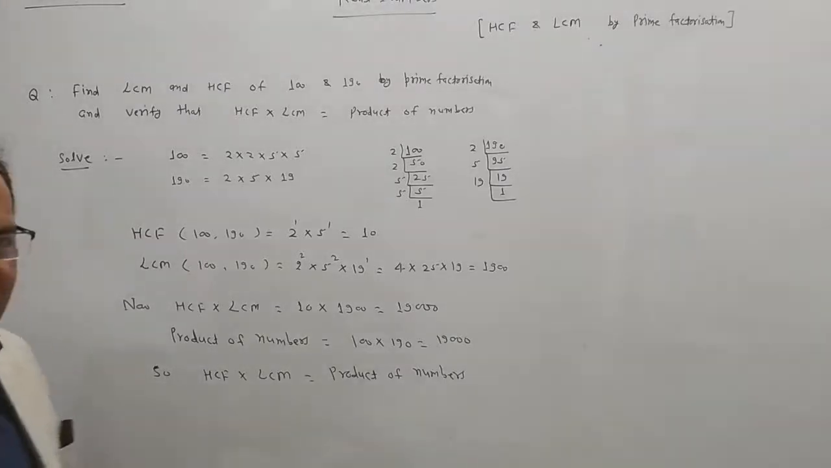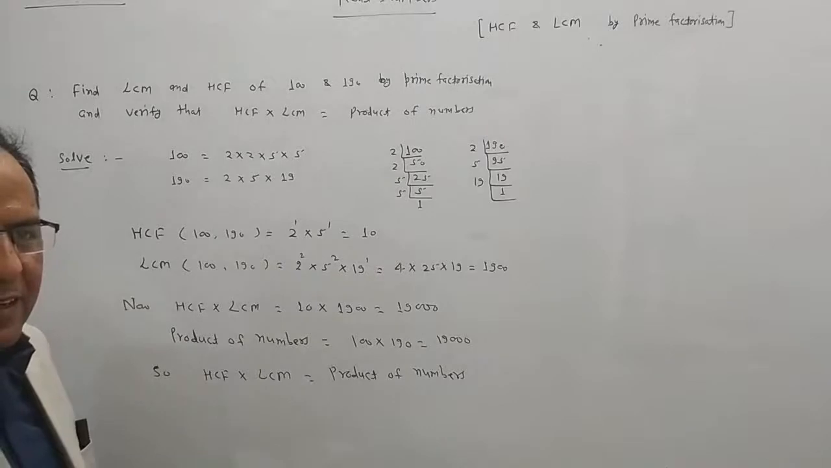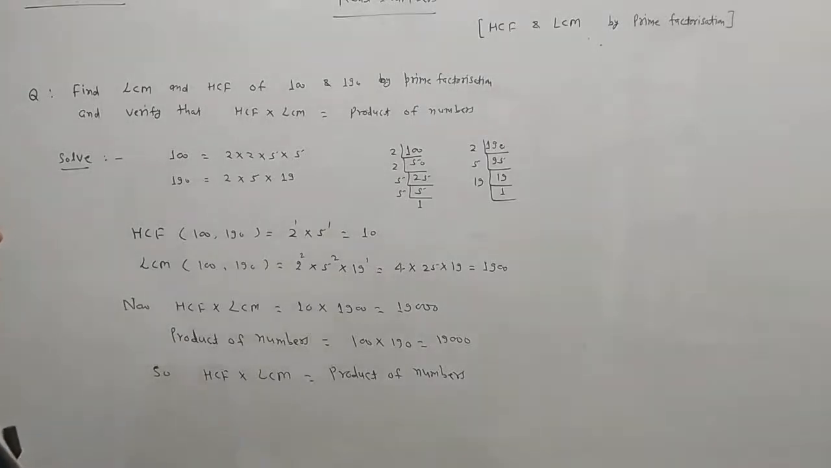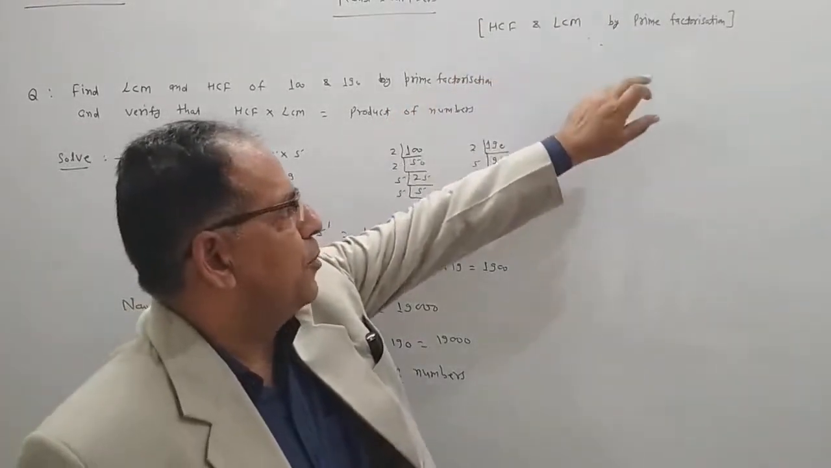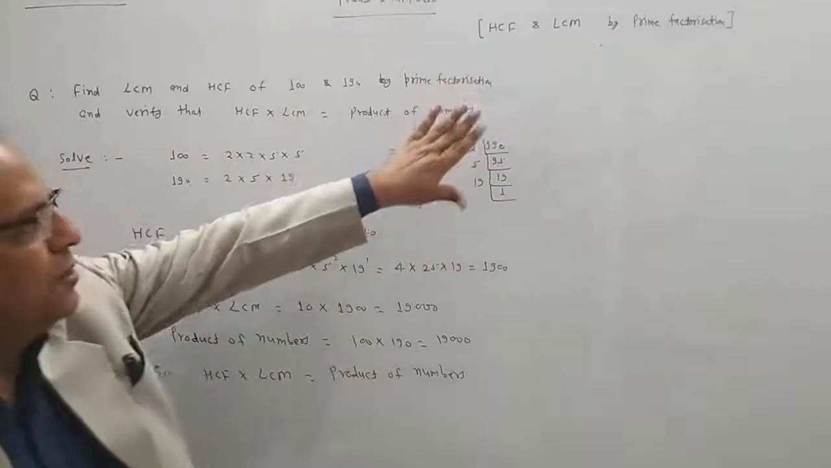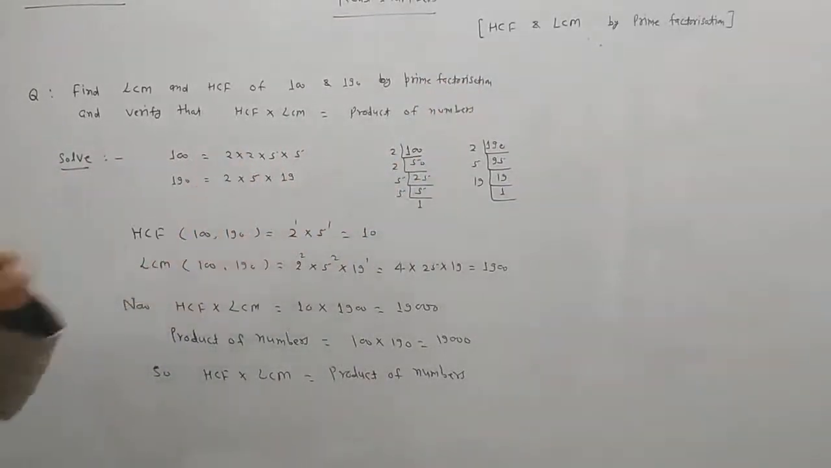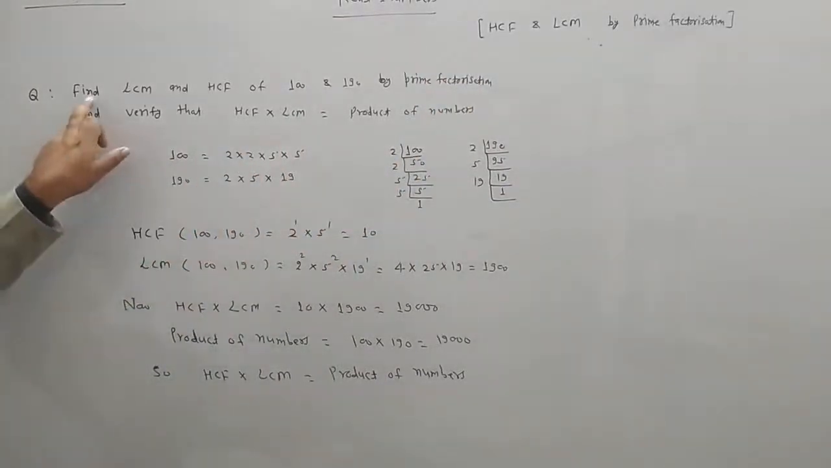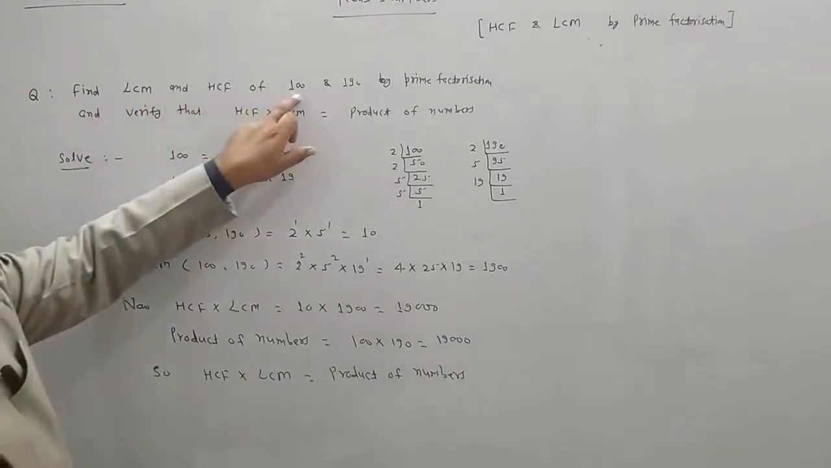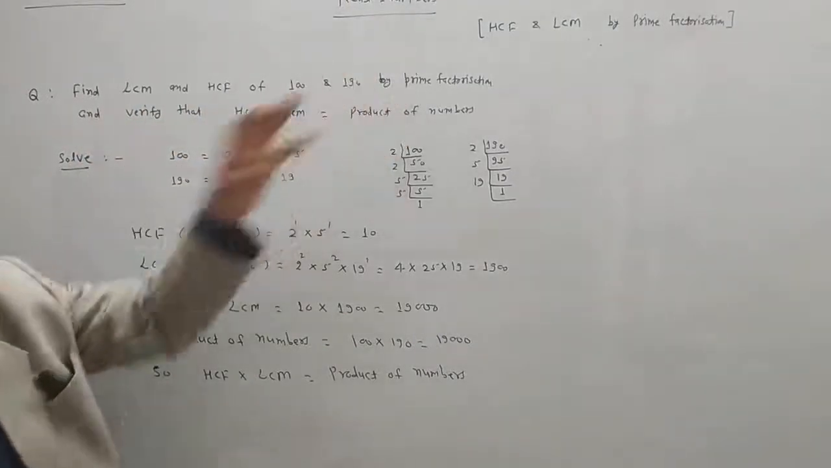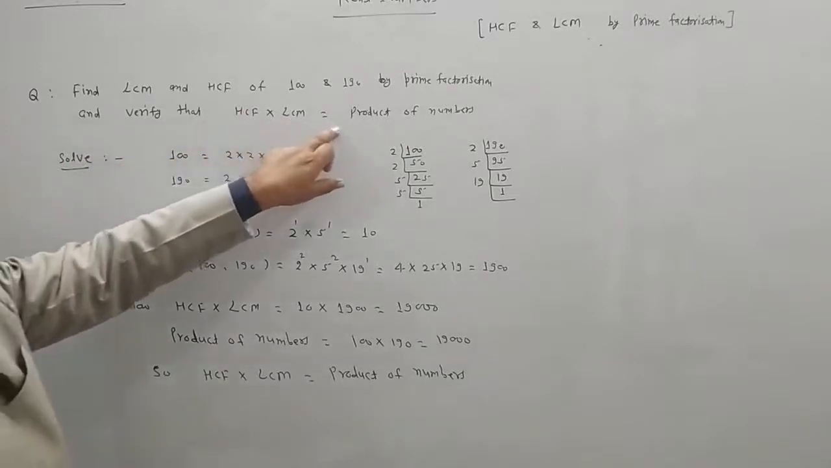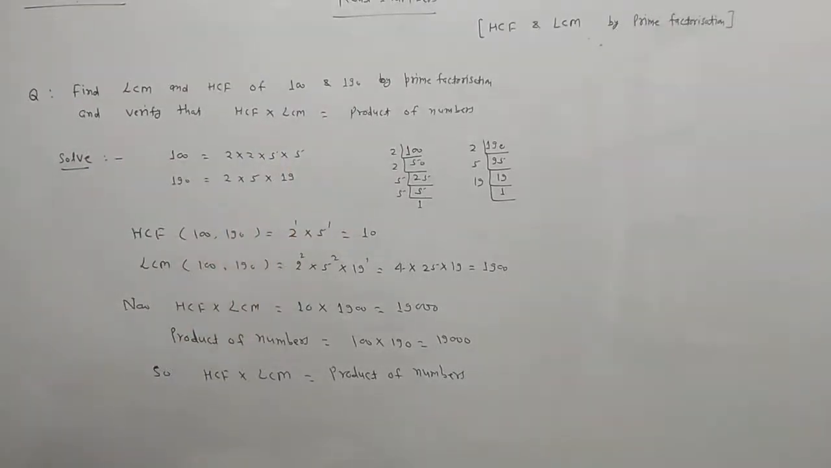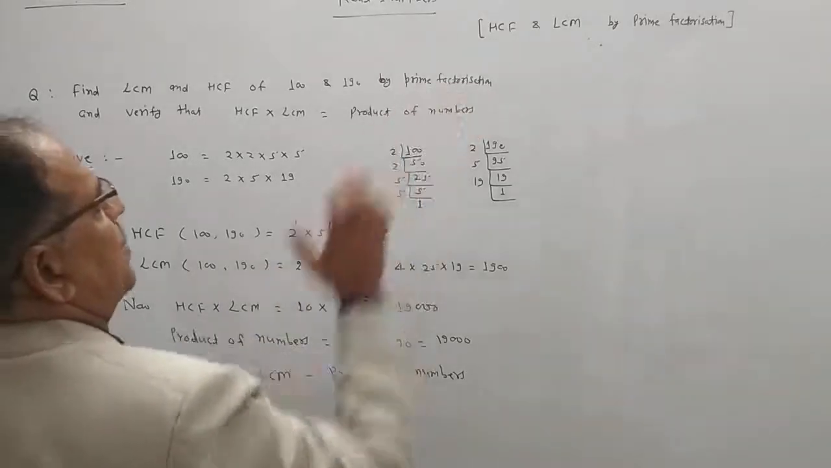Hello students, today we are discussing the topic HCF and LCM by prime factorization, some problems based on this topic. The problem is: find LCM and HCF of 100 and 190 by prime factorization and verify that HCF into LCM is equal to the product of the numbers. So how can we solve this type of problem?